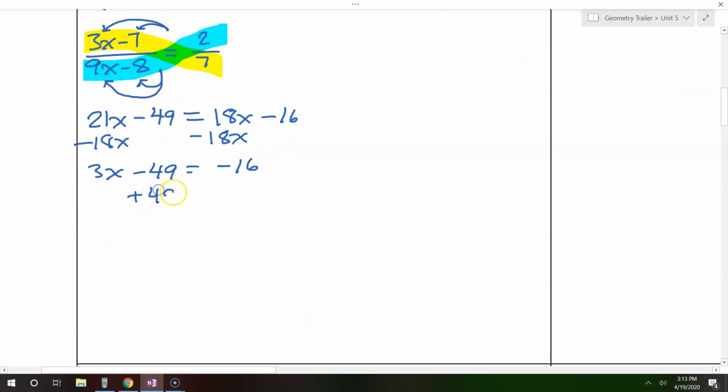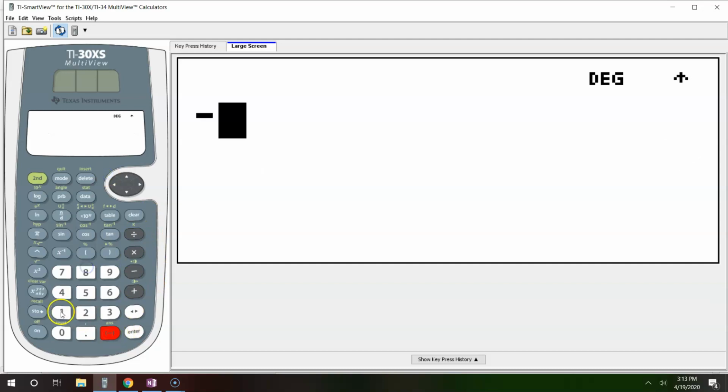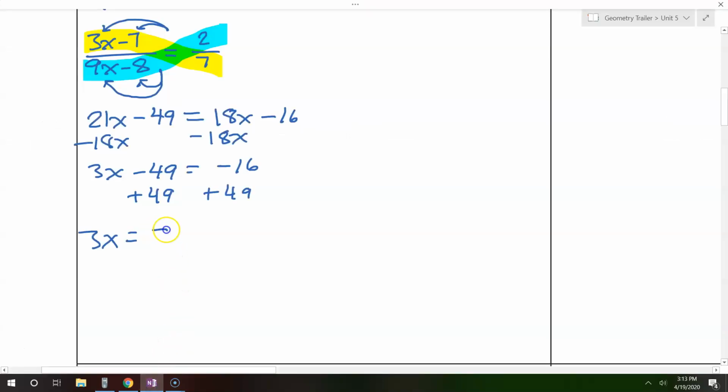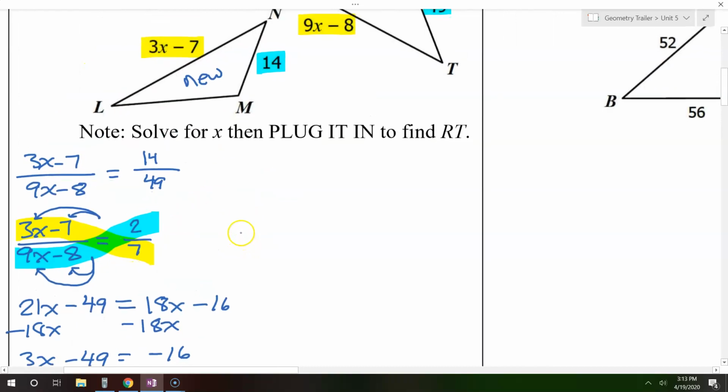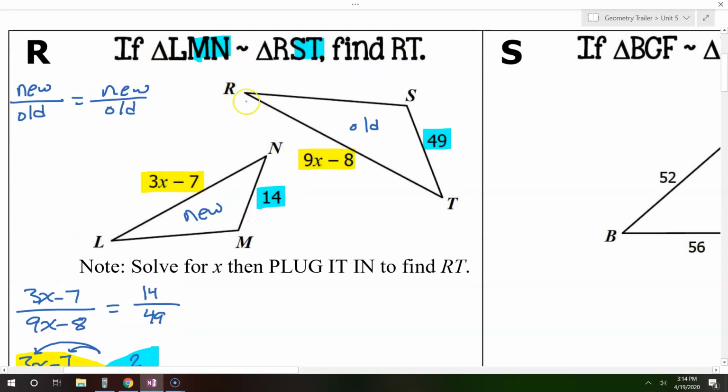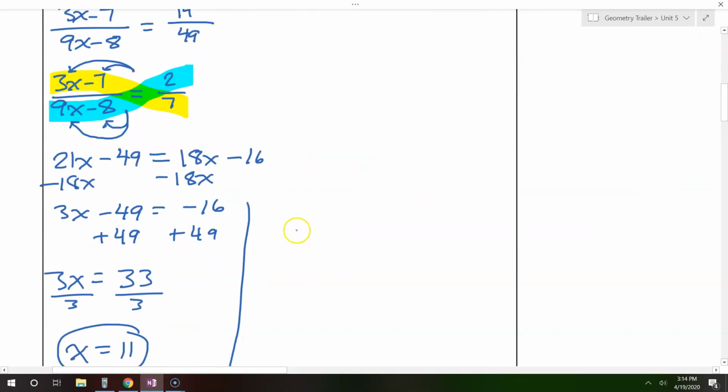Then I need to add 49 to both sides. And that'll give me 3x equals 33. Obviously, if I divide both sides by 3, I get x equals 11. Now, notice this is not the final answer. We're supposed to solve for x, yes, but then we're supposed to plug it in and find RT. So I now know that x is 11, but I need to find RT. RT is 9x minus 8.